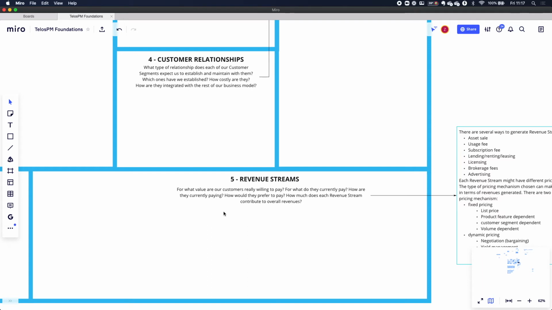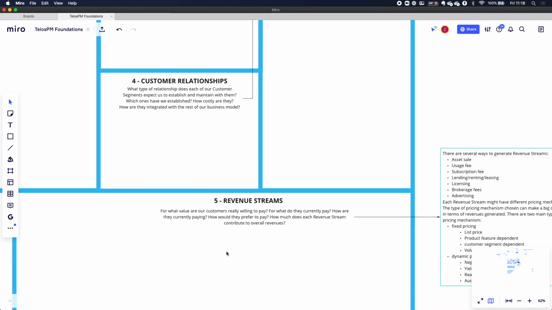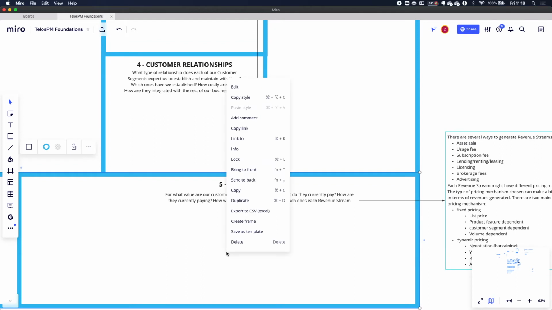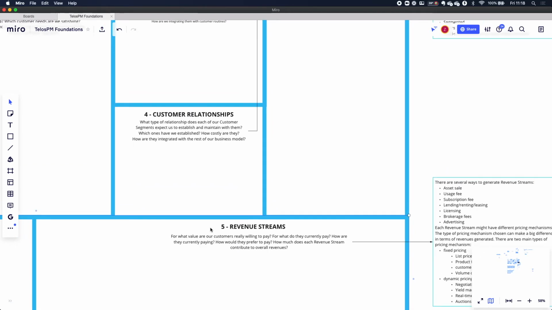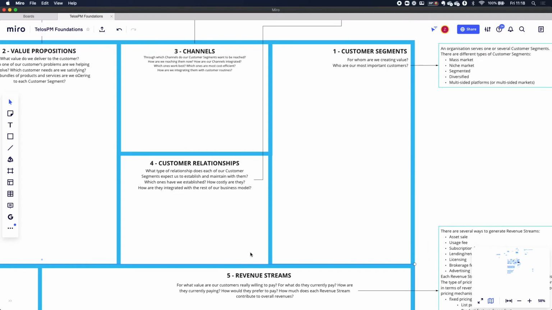So asking ourselves, well, how willing are our customers to pay, and what are they willing to pay? What do they currently pay for alternatives? So do they have an alternative to the problems that they have? And asking yourself, are they paying for different things that solve the same pain?